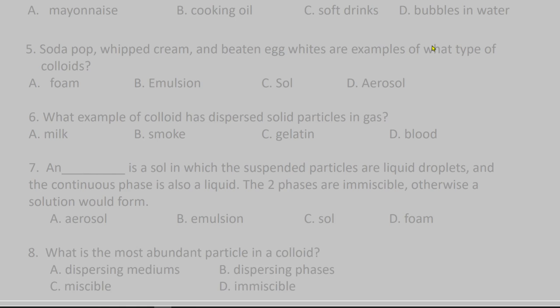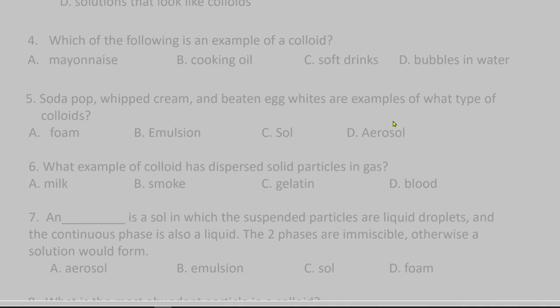4. Which of the following is an example of a colloid? A. Mayonnaise. B. Cooking oil. C. Soft drinks. D. Bubbles in water. 5. Soda pop, whipped cream, and beaten egg whites are examples of what type of colloids? A. Foam. B. Emulsion. C. Sol. D. Aerosol. 6. What example of colloid has dispersed solid particles in gas? A. Milk. B. Smoke. C. Gelatin. D. Blood.